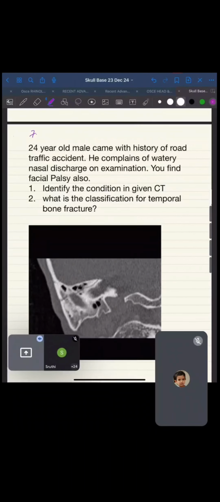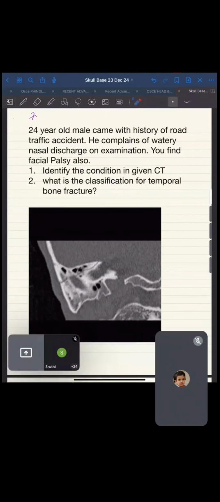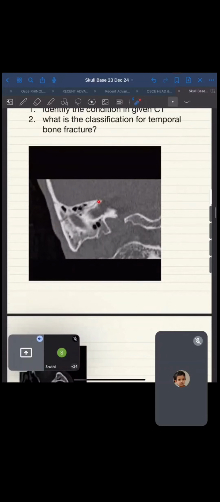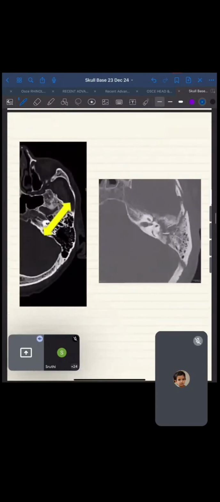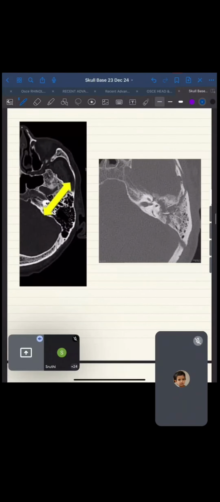This much year old male patient came with history of RTA. Now complaints of watery nasal discharge. On examination, you see that facial palsy is also present. Now there is CT scan given of the patient. What is the classification for the temporal bone fracture? I hope every one of you can see this is the fracture line which is running. Okay, so they're asking you what is the classification. Now again over here you can see this is the transverse type of fracture. This is indicative of that.